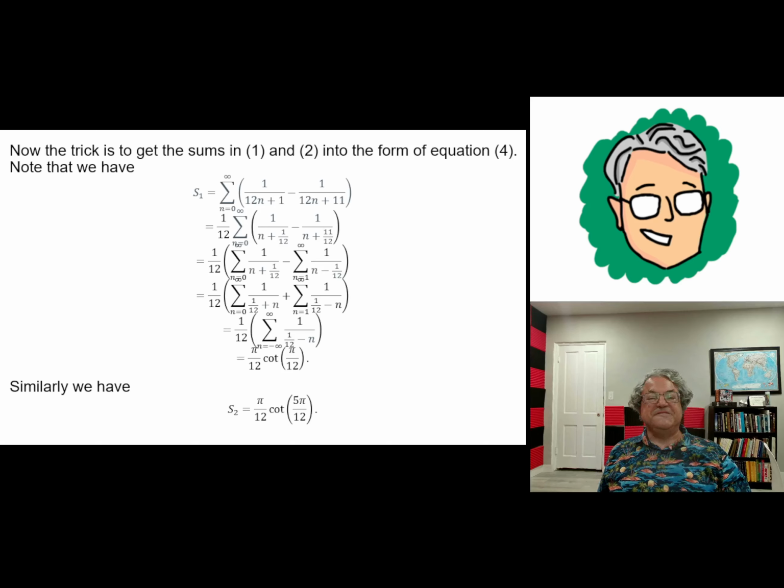Well, that's really nice. That's a nice formula, and it is a closed form expression for S1, our first sum. I'm not going to go through all the work again, but you can do exactly the same analysis for S2, the second sum. If you do that, you'll find S2 is equal to pi over 12, the same numerical factor in front, times the cotangent, this time of 5 pi over 12. The reason you get 5 pi over 12 is because 5/12 is going to replace 1/12 in the final infinite sum.